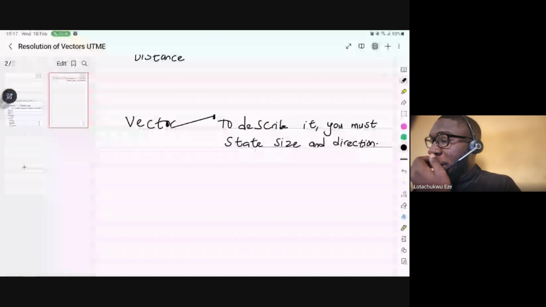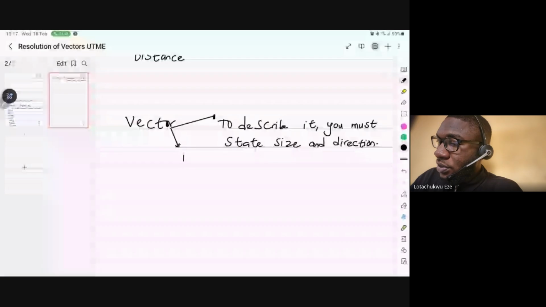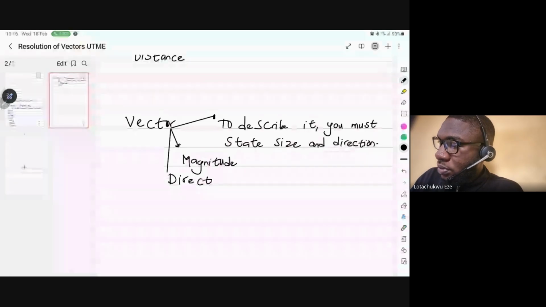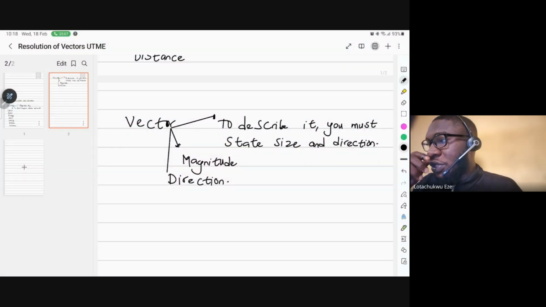Now, what are those examples? So it should have a magnitude, and it should have direction. All right. So these are the key things you should have.